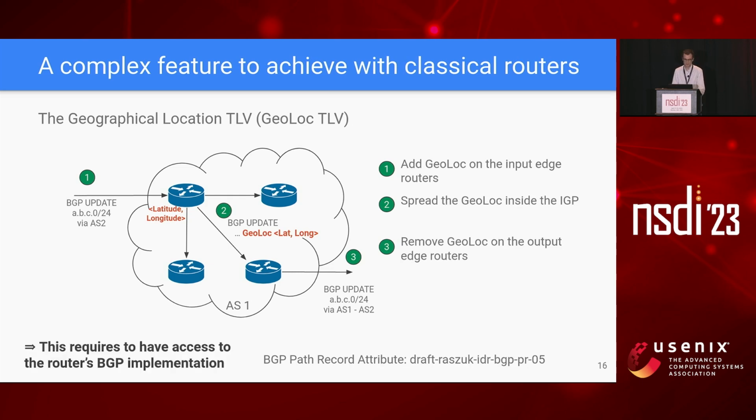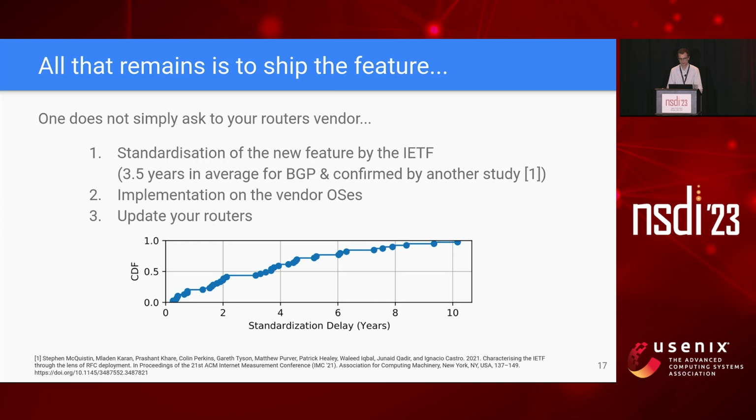This is complicated to achieve with classical routers because it requires access to the BGP implementation. And this is really complex because you cannot ask your router vendors to implement it. So the first step is to go through the standardization phase within the IETF. On the slide, you have the standardization delay of multiple BGP functionalities throughout the releases of a BGP protocol implementation. And actually, it takes roughly 4 years to have it implemented as a standard. This is confirmed by another study. You can check the paper if you are interested.